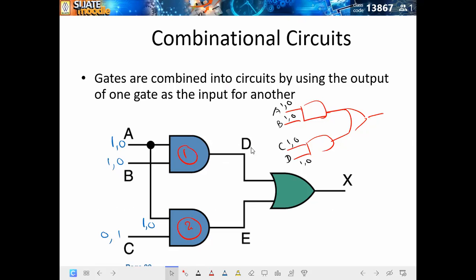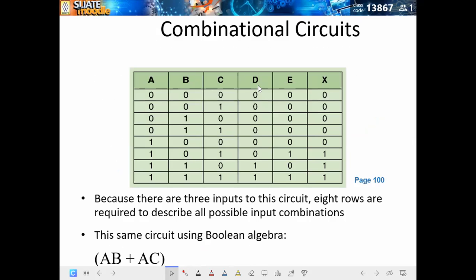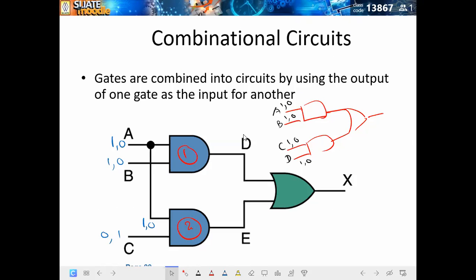Then there are 2 outputs. One is D, the other one is E. Then these outputs from these AND gates are used as the input for this OR gate.